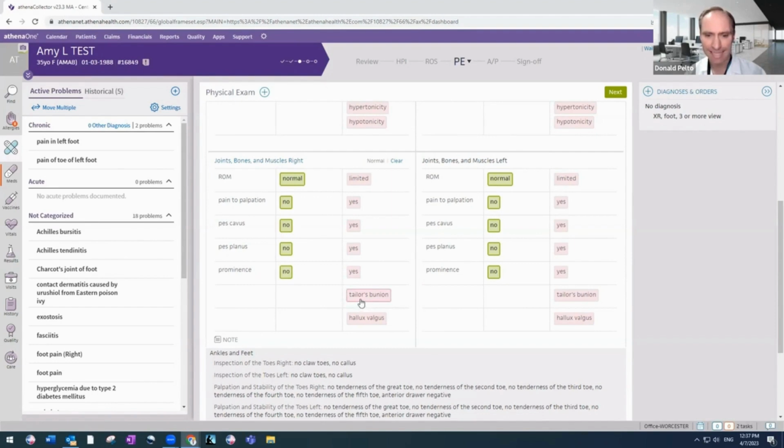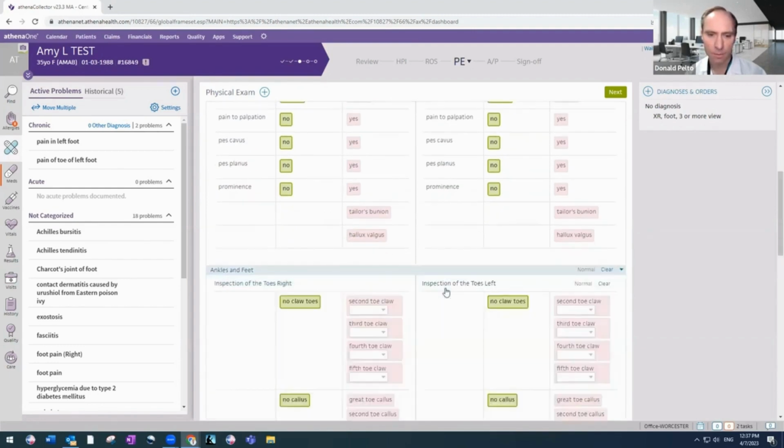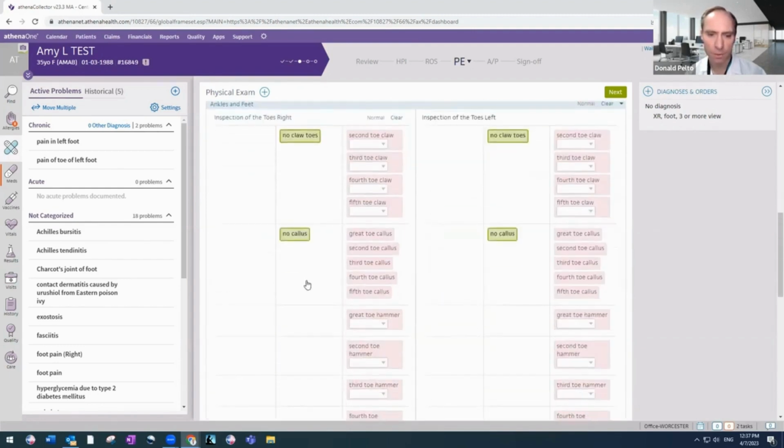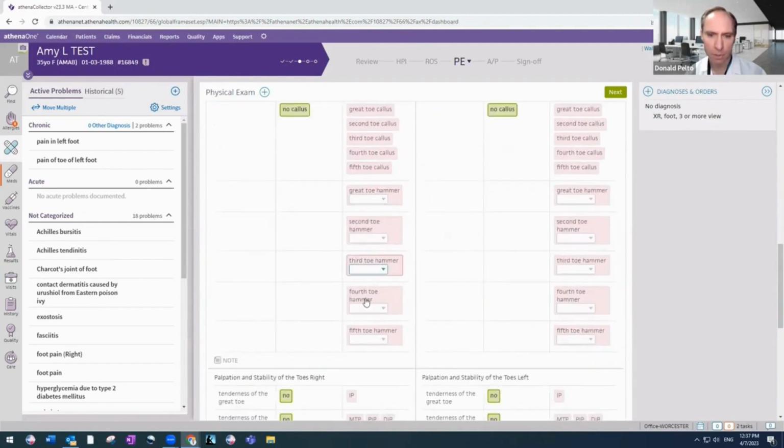You may have something called a Taylor's bunion, which is a bump on the outside. You may have hallux valgus, which is a bump on the inside. And then you also may have either claw toes or hammer toes. You could have a hammer toe, the great toe, second toe, third toe, fourth toe, or fifth toe.